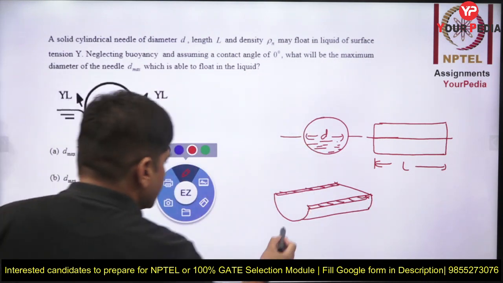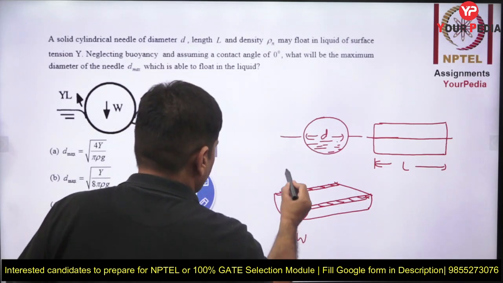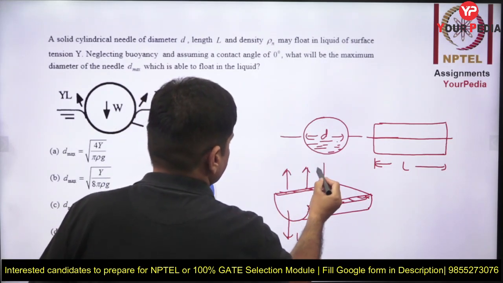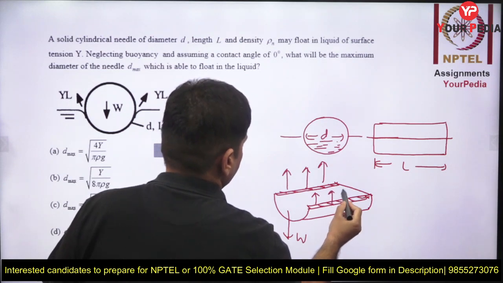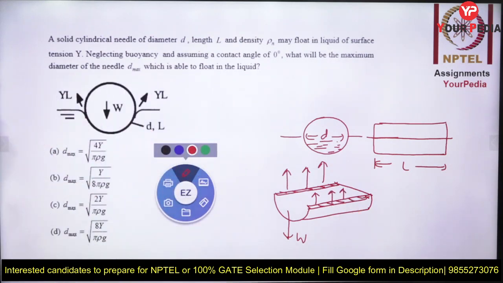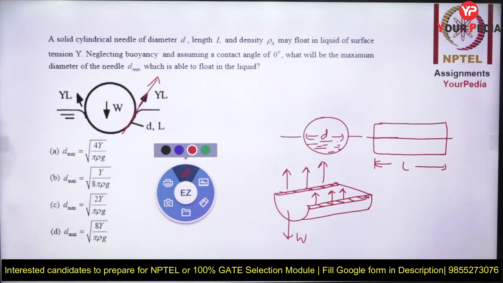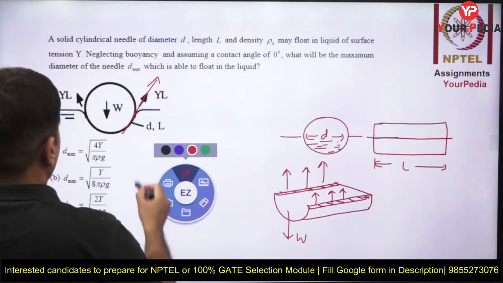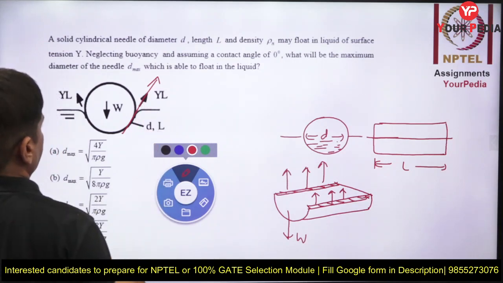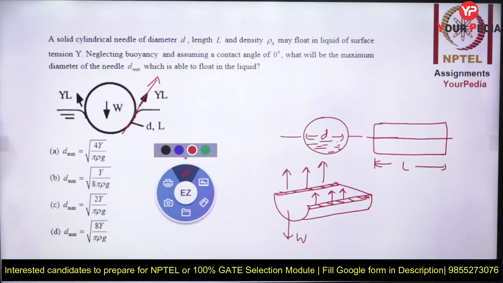Now the weight of the needle is going down, but surface tension force is keeping it up. Because what is surface tension? It is an attractive force. So where does surface tension act? At the angle of contact. But because that is 0 degree, so, if it is the angle of contact, as I told you, this is the angle of contact between the surface and the liquid.